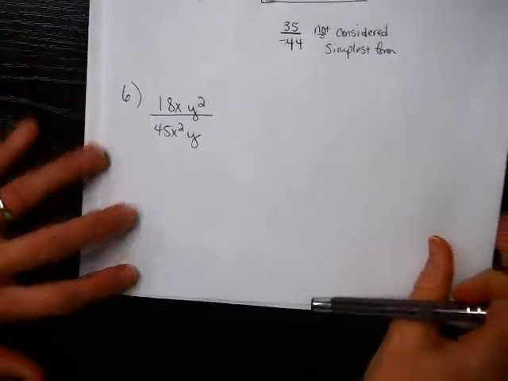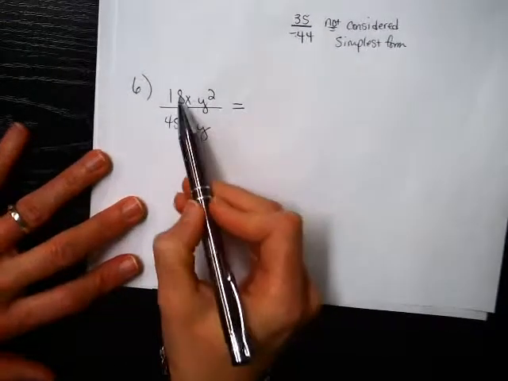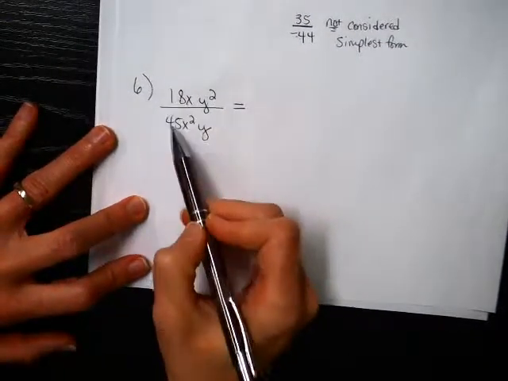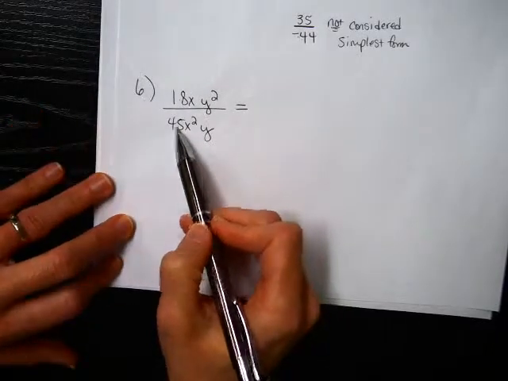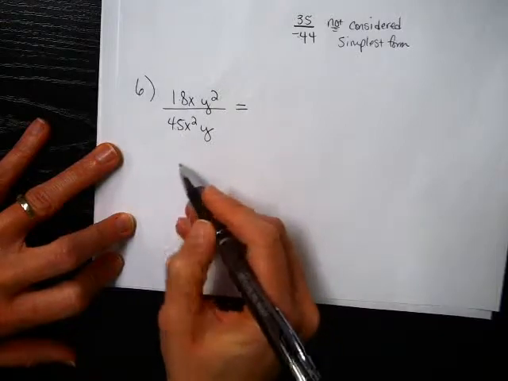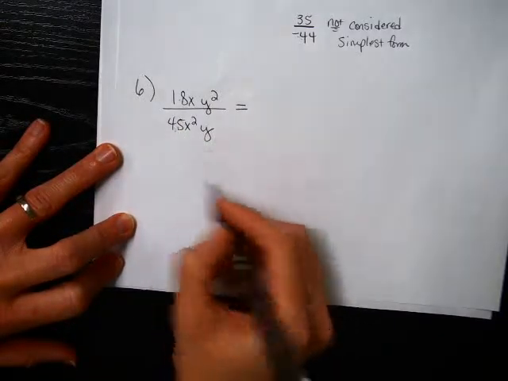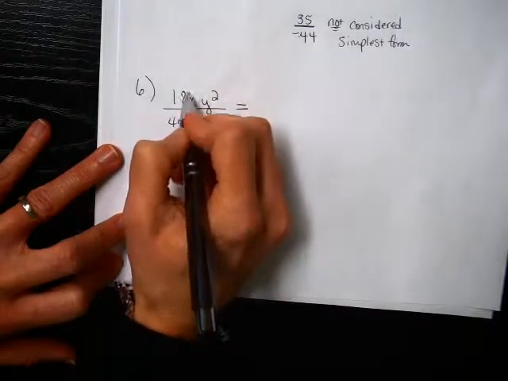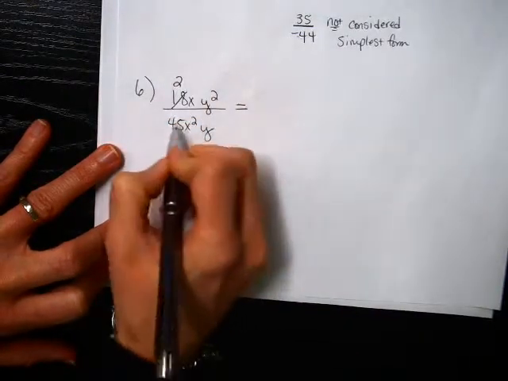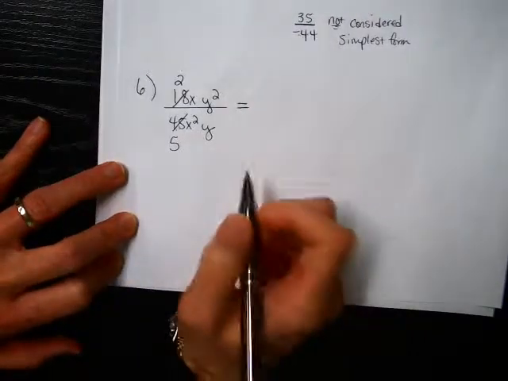And so we start with what I call the number part first. And so I know that the GCF for 18 and 45 is going to be 9, okay? And so now if you didn't know that the GCF by looking at that was 9, you could do your factor trees and your prime factorization. But I know 9 goes into 18 2 times, and I know 9 goes into 45 5 times, okay?